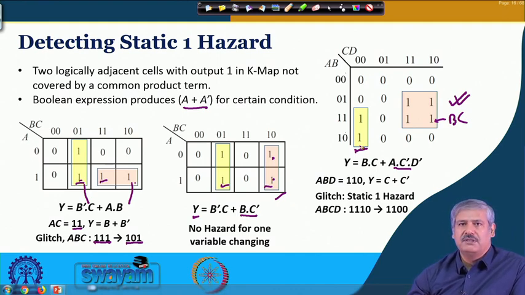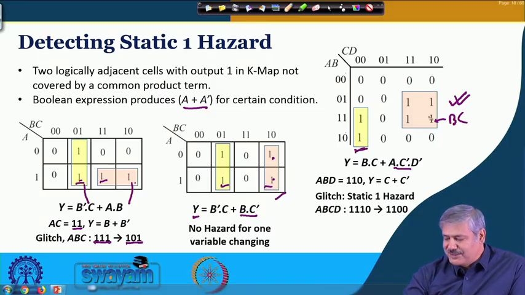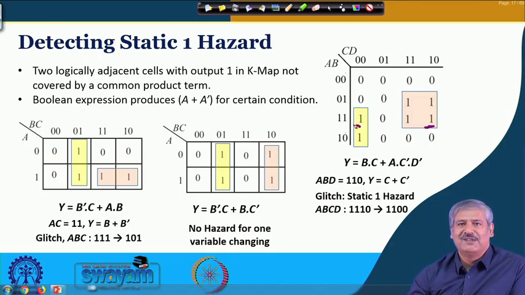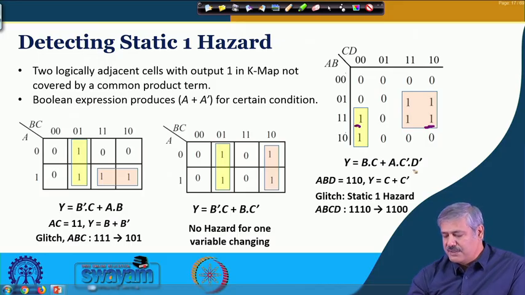Does it have a static one hazard? Let us look at whether there are logically adjacent ones. So, this one and this one are logically adjacent, but they do not have a common product term, right. So, there is a potential static one hazard. And when does it occur? For which combination?